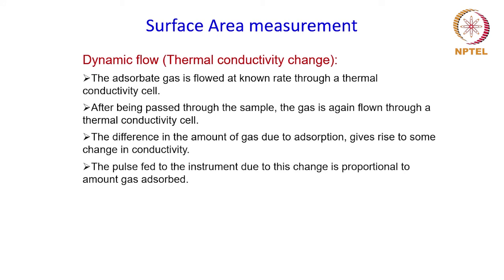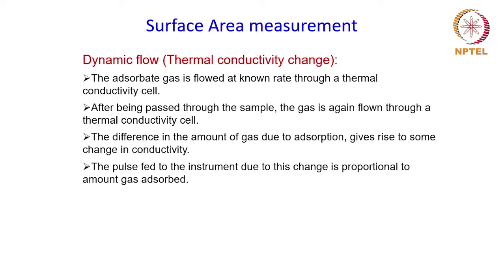In the dynamic flow method, a parameter such as the thermal conductivity is used. Basically, the change in the thermal conductivity due to the adsorption process is monitored in this case. The adsorbed gas is flowed at a known rate through the thermal conductivity cell. So here, apart from the sample cell, there is a thermal conductivity cell also through which the gas will be flowed. And if there is any change in the thermal conductivity of the gas, that can be captured by this thermal conductivity sensor, which is there in the conductivity cell.